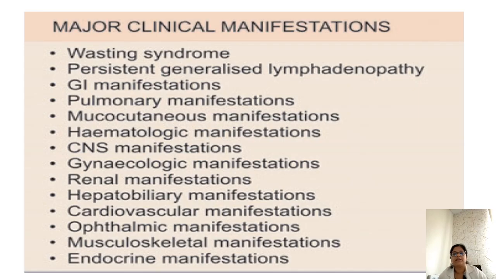So the major clinical manifestations presented by this patient are wasting syndrome, persistent generalized lymphadenopathy, GI manifestations, pulmonary manifestations, mucocutaneous manifestations, hematological manifestations, CNS, gynecological, renal, hepatobiliary, cardiovascular, ophthalmic, musculoskeletal, and endocrine. So n number of systems in our body are involved by this HIV.